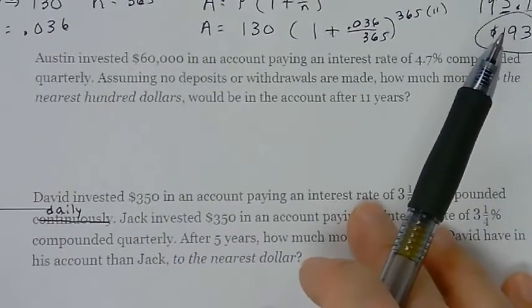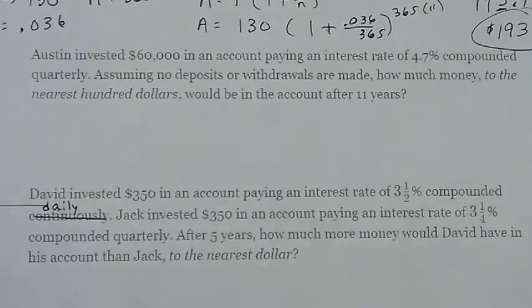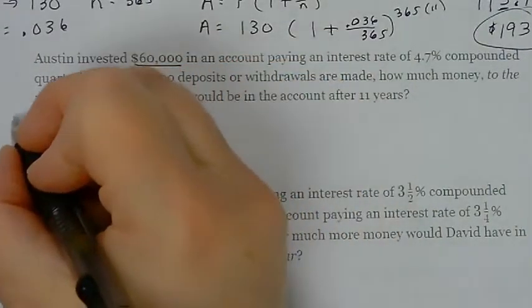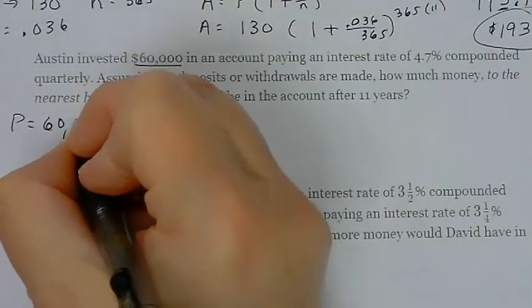Okay, let's do example 2. Austin invested $60,000 into an account paying an interest of 4.7% compounded quarterly. Assuming no deposits or withdrawals are made, how much money, to the nearest $100, would be in the account after 11 years? Okay, so he's going to deposit $60,000, so that's our P.